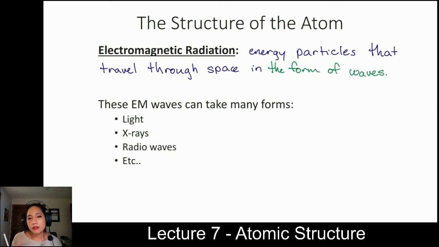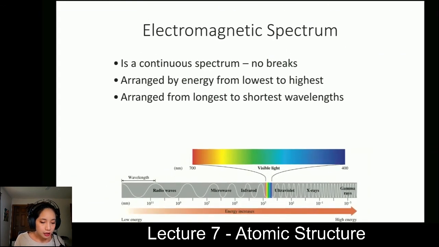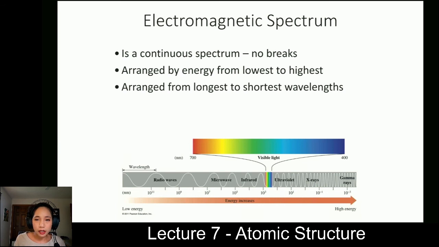So there's a lot of different kinds of electromagnetic waves. Like I said, it's like the white light that we see every day. Other forms of electromagnetic radiation include X-rays, radio waves, etc. These all differ by just their amount of energy contained within these particles and within these waves. So I said that there's a lot of different types of electromagnetic radiation. They all just differ with their amount of energy that they contain.